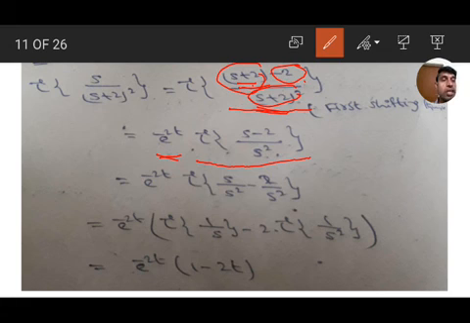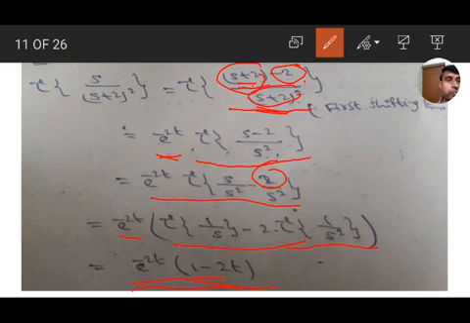So separate the division: e to the power of minus 2t into L inverse of s by s square minus 2 by s square. By the linearity property, e to the power of minus 2t into L inverse of s by s square, which means 1 by s, minus 2, the coefficient outside, L inverse of 1 by s square. L inverse of 1 by s is 1, and 2 into L inverse of 1 by s square, which is t, that is 2 into t. Therefore e to the power of minus 2t into 1 minus 2t.